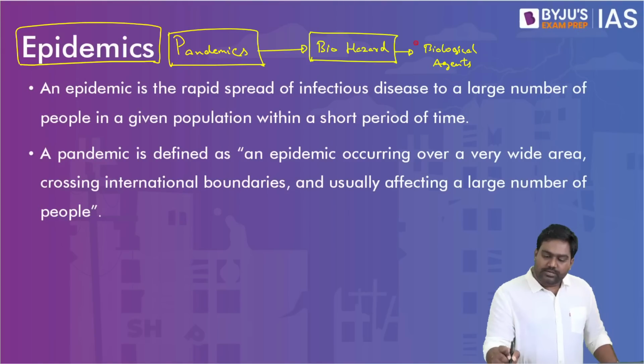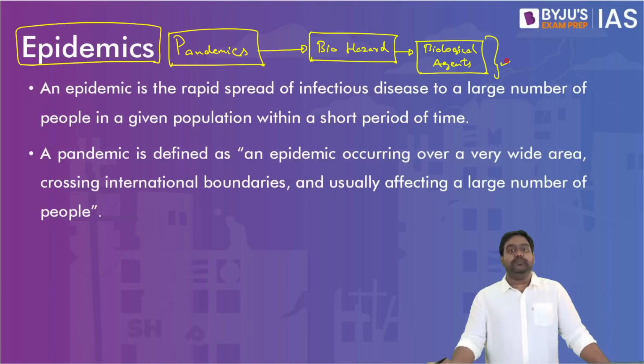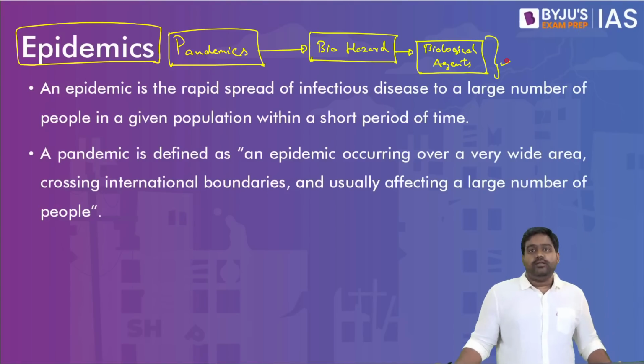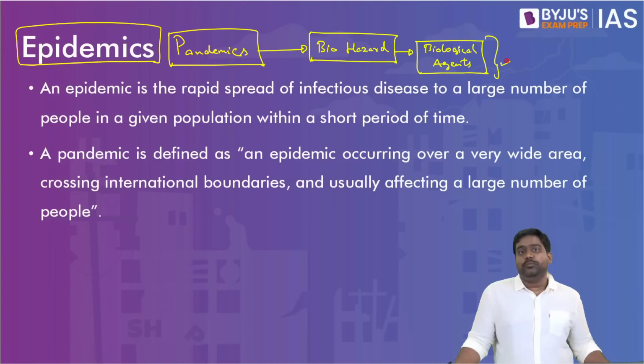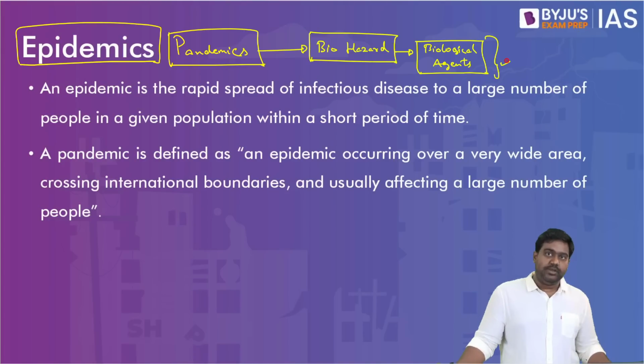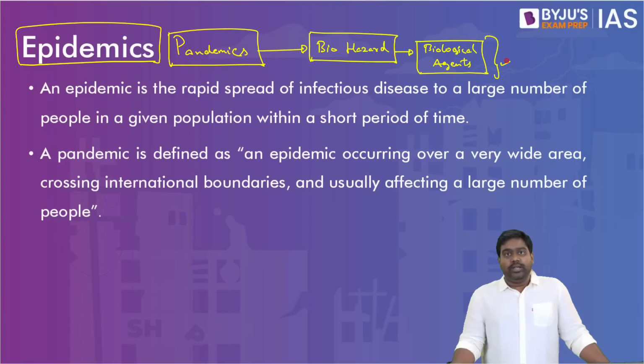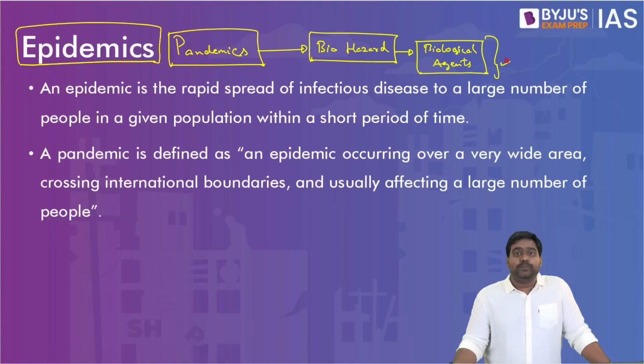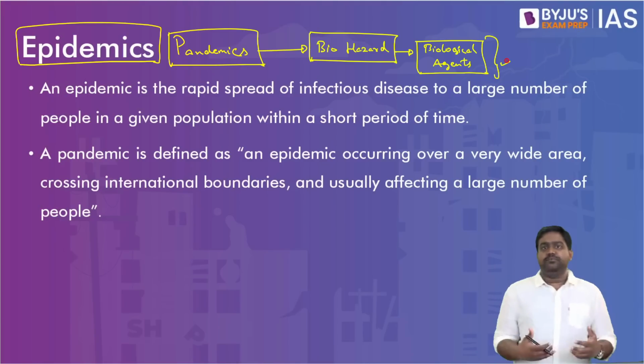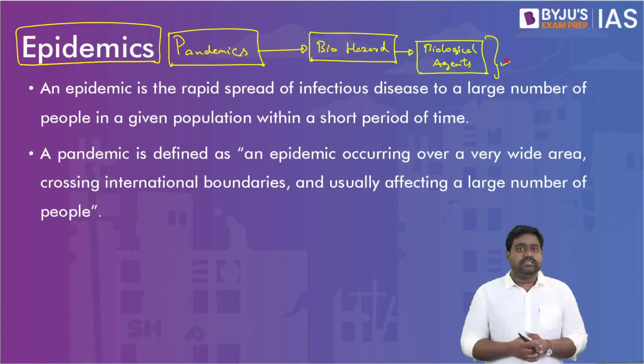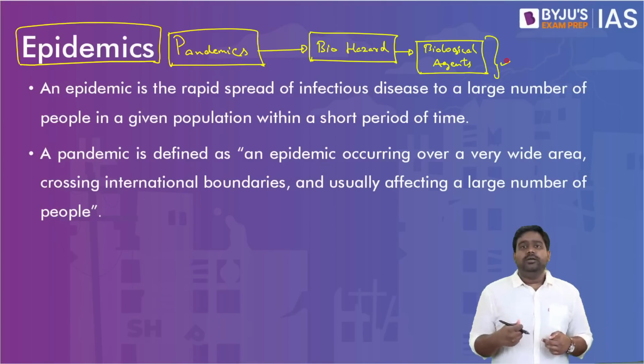Now, the topic becomes all the more important because the world has just gone through a deadly pandemic. The last 3 years, right? There's not a single human being on earth who has not been affected by the COVID-19 pandemic. So, this unprecedented disaster that the world witnessed was a biological hazard caused by a bioagent. So, let's understand what are epidemics and pandemics, what's the nature of this disaster, what causes it, and how do you deal with it.